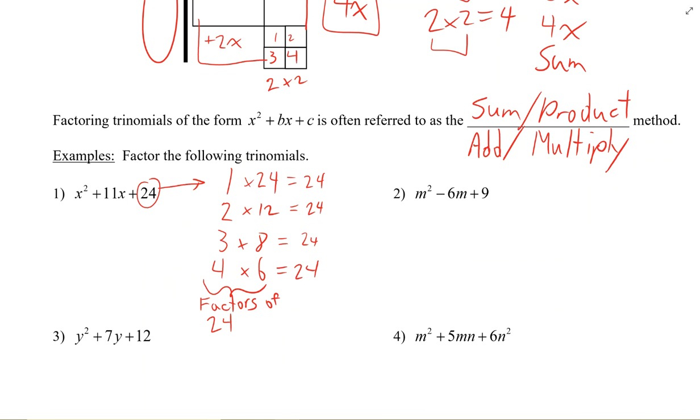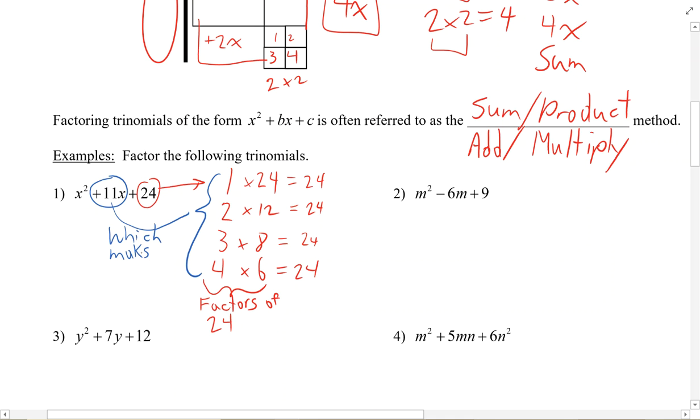So now what I'm looking for is the sum. Which of all of these makes a sum of 11? Okay, so 1 and 24 gives you a sum of what? The sum for this group would be 25. This sum of 2 and 12 would be 14. This sum of 3 and 8 would give you 11. This sum would give you 10.